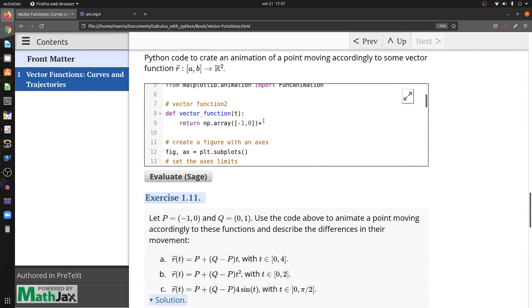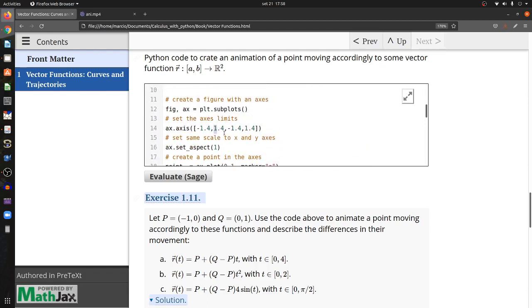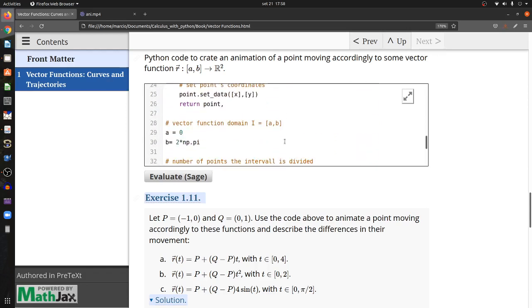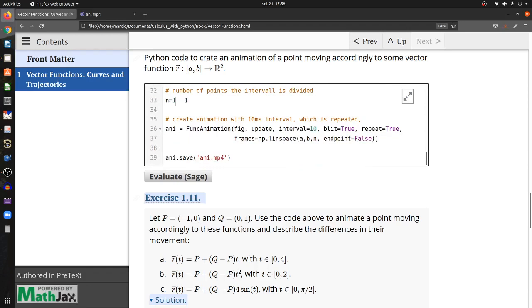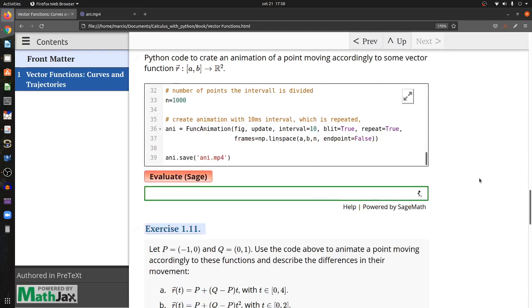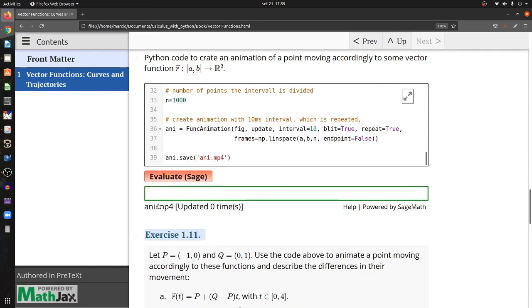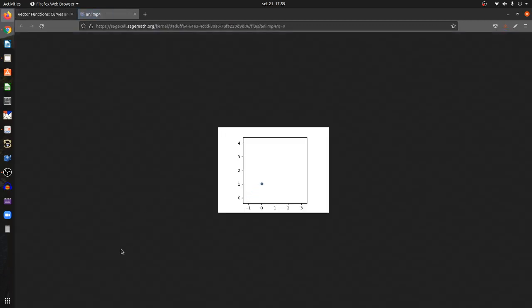We do this by making x.axis equal to -1.4, 3.4, -0.4, 4.4. It might be good to also change the number of points n. I took 1000. The animations show the vector functions parametrizing the same line segment, from (-1, 0) to (3, 4), but with different speeds.